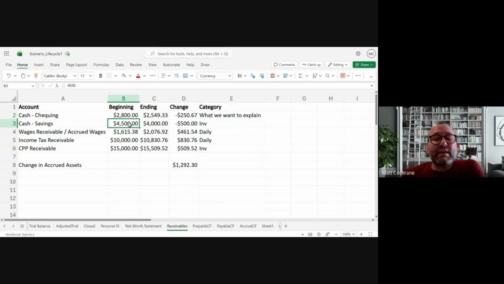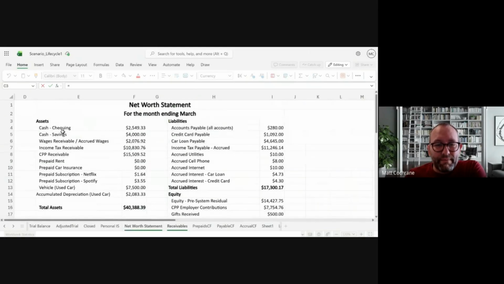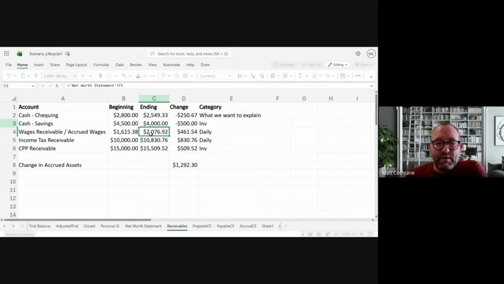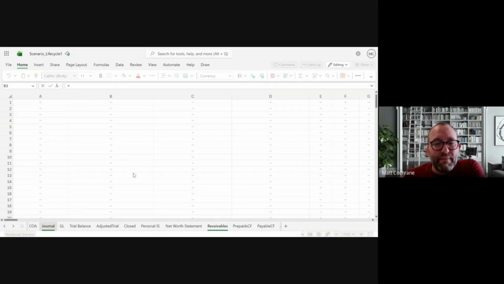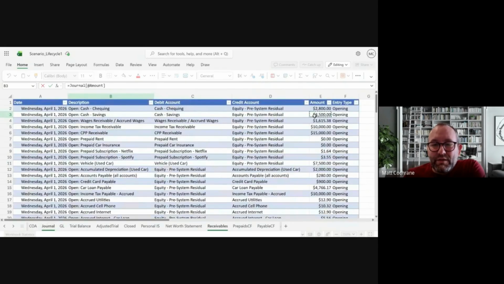Savings, we can see that our beginning amount, and this one's the wrong way around. Actually, the ending amount on this for our savings account, yeah, it should be 4,000. The beginning amount is actually from our journal entry, and it's the 3,500 here.